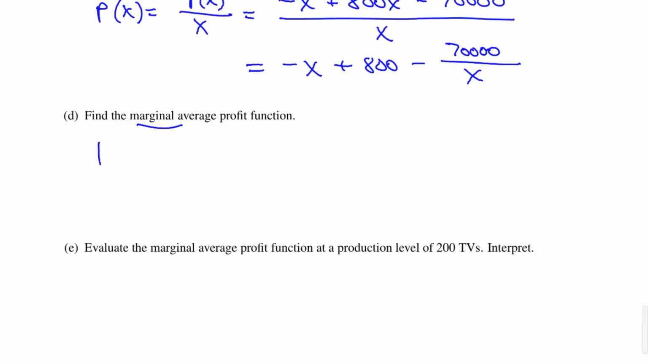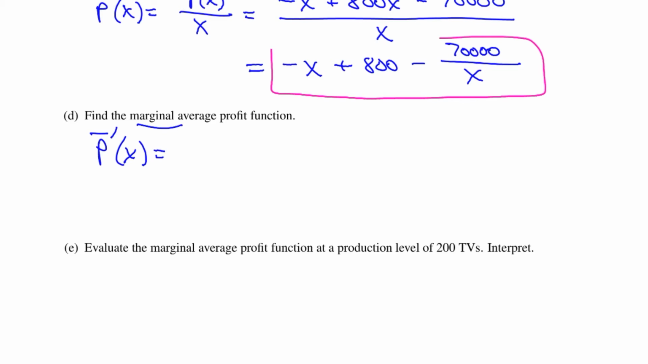And now marginal, so P bar prime of x is the derivative of this equation. So that's negative 1. Derivative of 800 is 0. And if you work with these long enough, you'll get the pattern when you do the derivative of something over x. It's the same number, opposite sign with x squared.